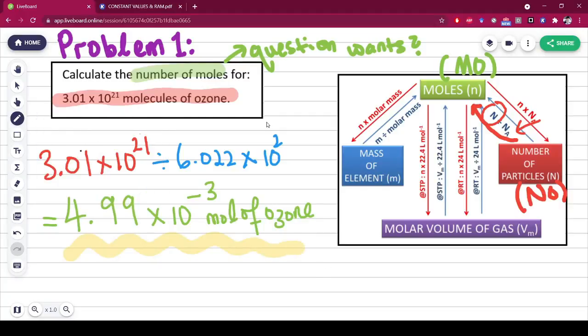So in exams, you will get 1 mark for this and 1 mark for your final answer. It's very easy.